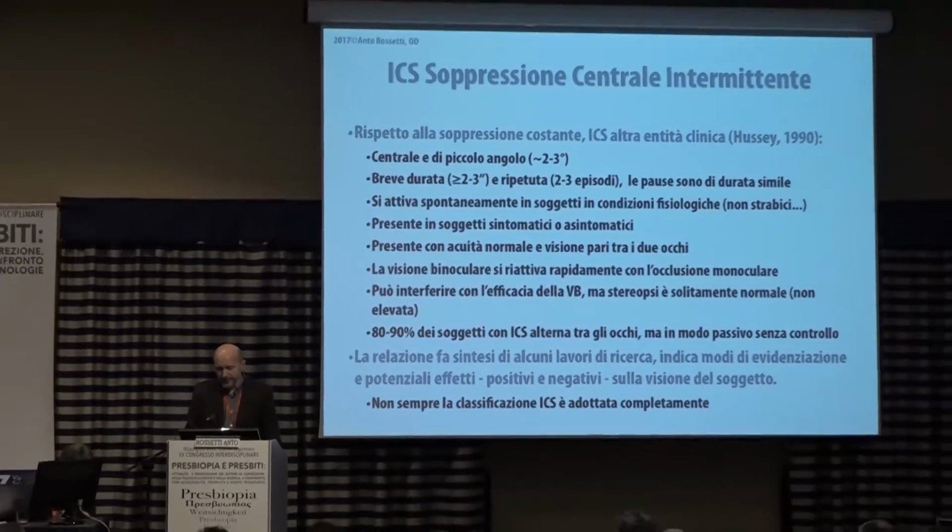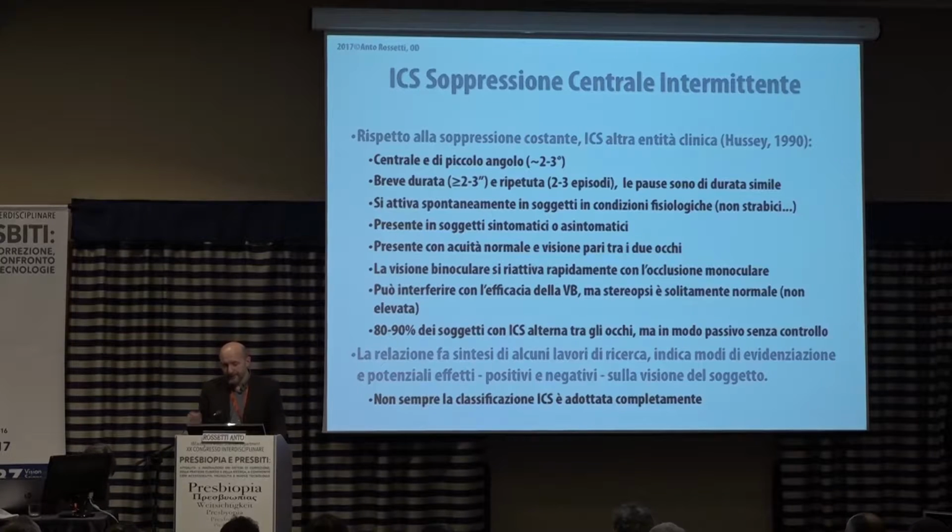Intermittent central suppression is another clinical entity. It's a clinical condition with low angle suppression, central suppression. It comes and goes. You may have binocularity and suppression alternating. Subjects may be symptomatic or non-symptomatic. They have some difficulties in establishing a relation between the two eyes for binocular vision.